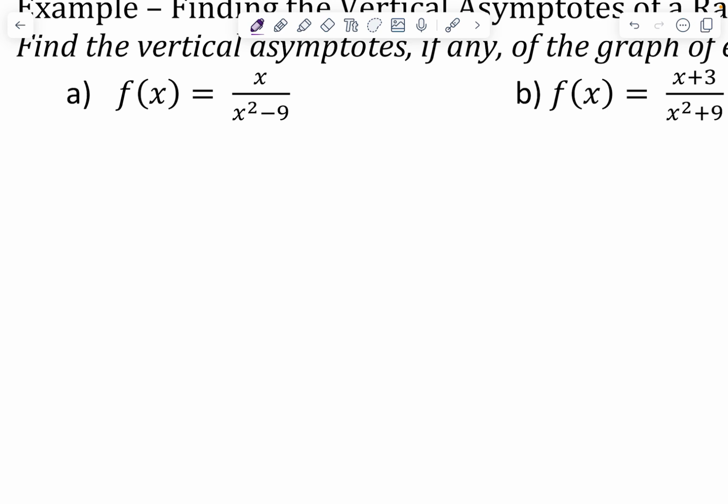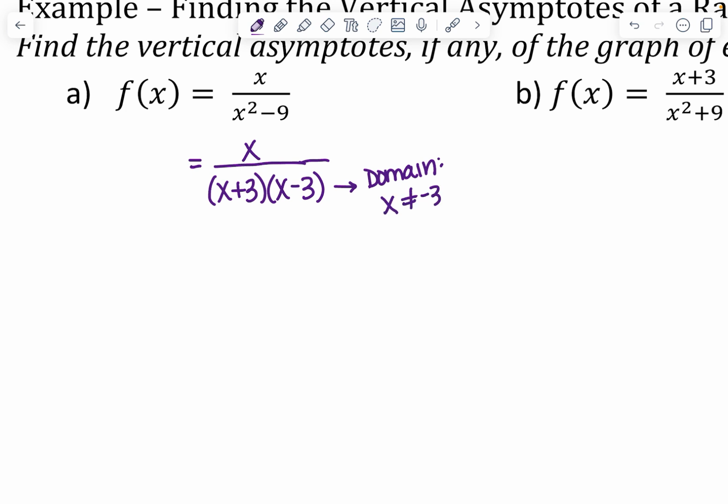So if we factor this, we then have x over x plus 3, x minus 3. We know our domain: x cannot equal negative 3 and 3. And because our fraction is simplified, those domain values are actually our vertical asymptotes. I abbreviate that VA. And when you write these, you want to write them as equations. So x equals negative 3 and x equals 3.